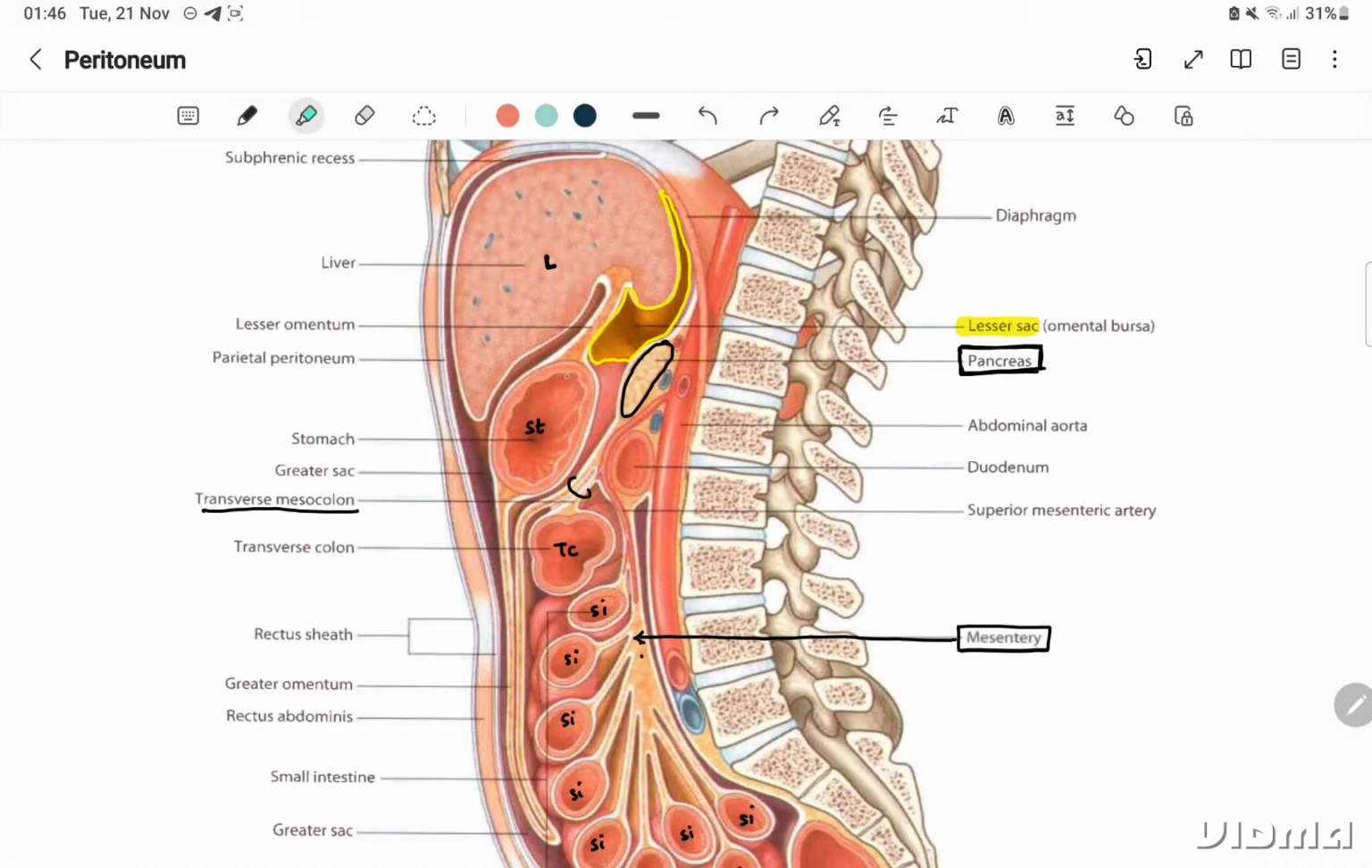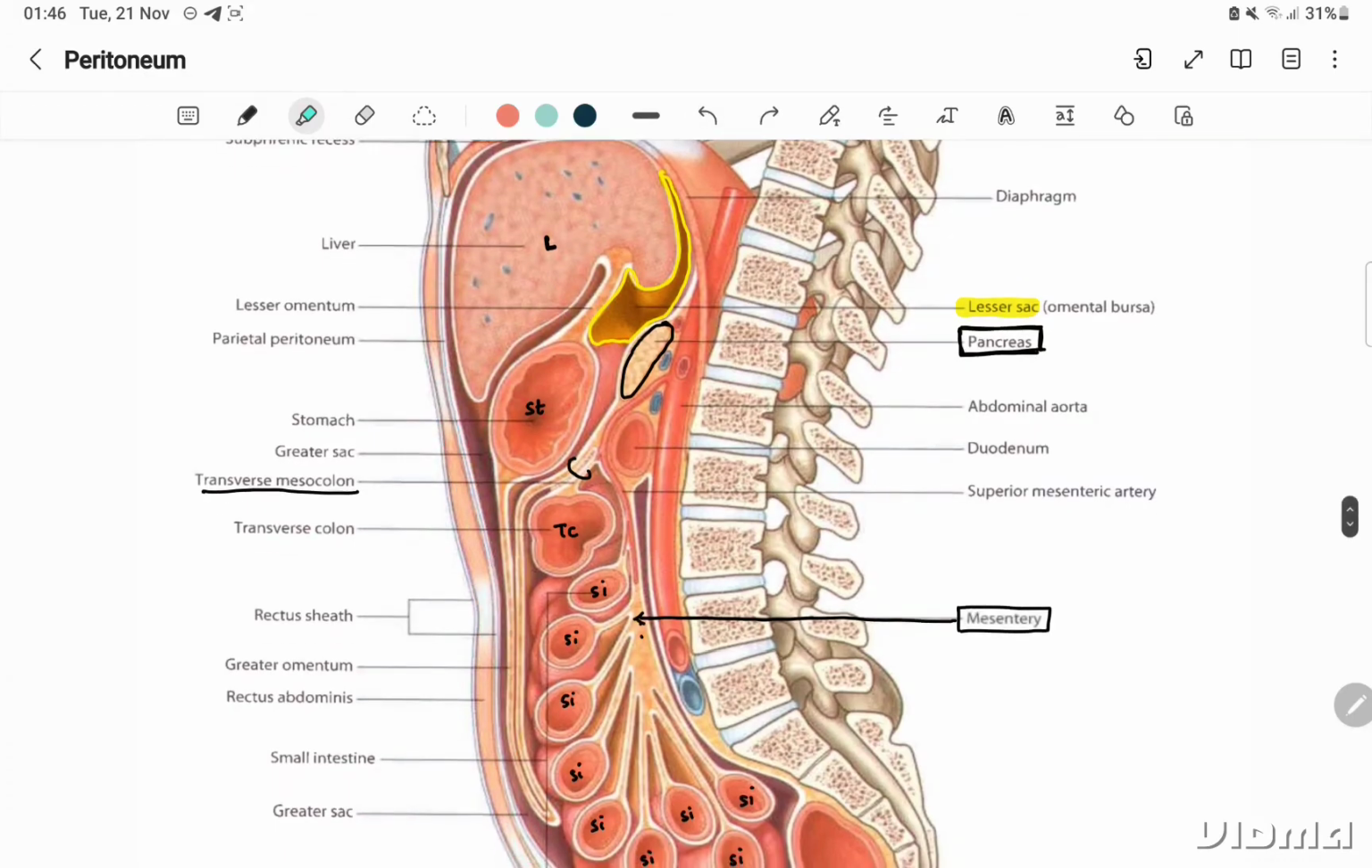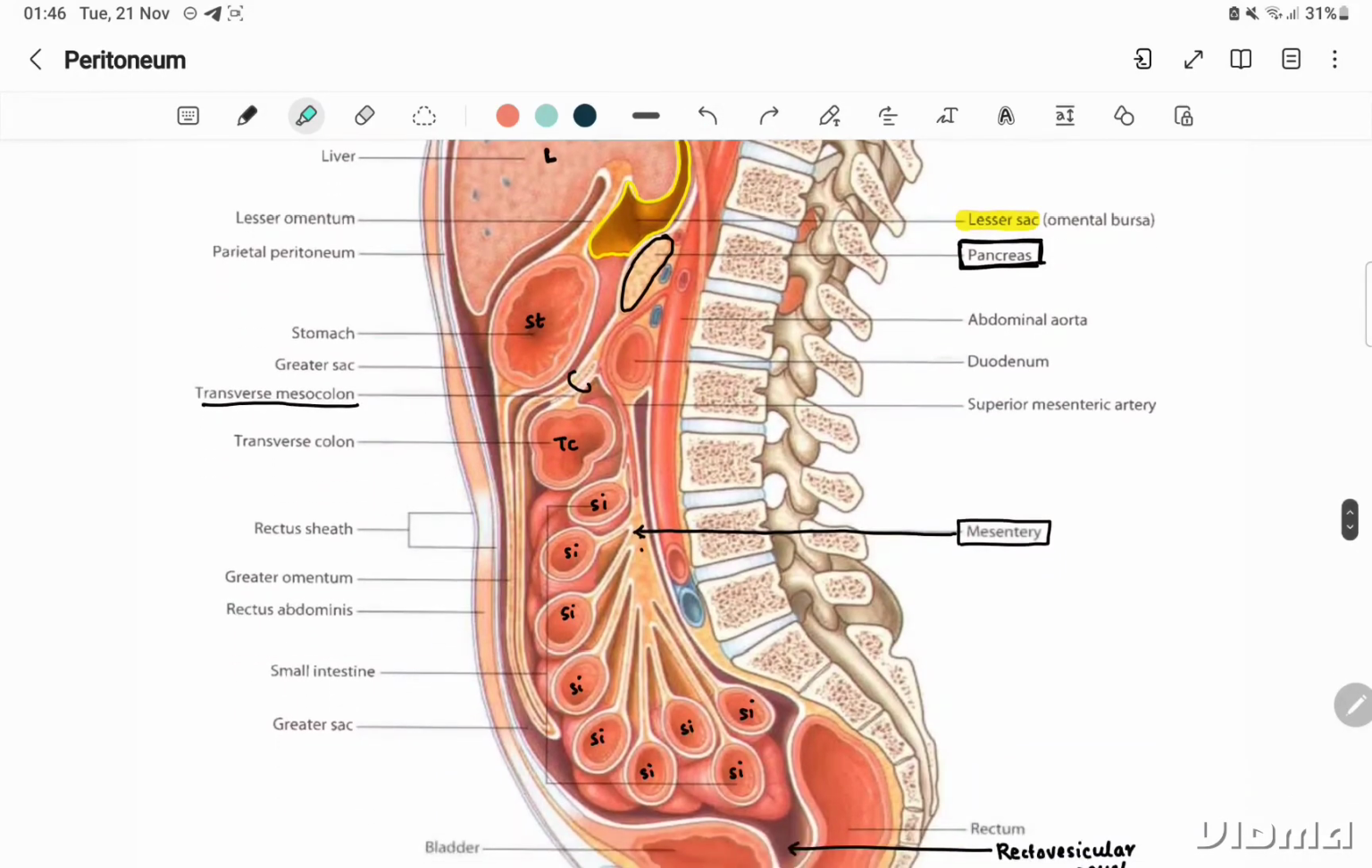The pancreas is present over here and the stomach is present. So the greater sac is this part starting from here. It will extend posteriorly, and this whole part will be a greater sac. And this is your lesser omentum. And talking about the greater omentum, this is your greater omentum. Okay, this is your transverse mesocolon.